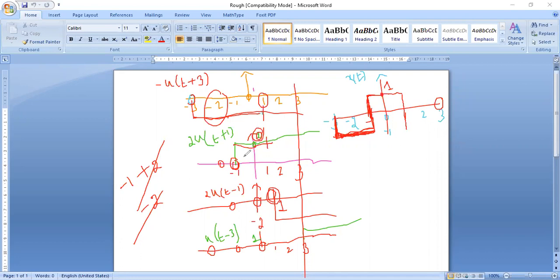So now my next value of t is 2. At t is equal to 2, can anybody tell me, is there any transition in the diagrams? First 4 diagrams, is there any transition at t is equal to 2?